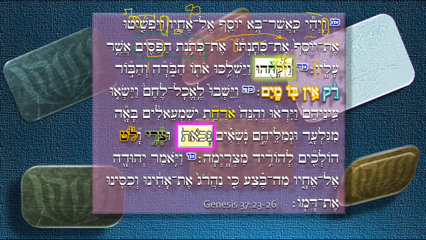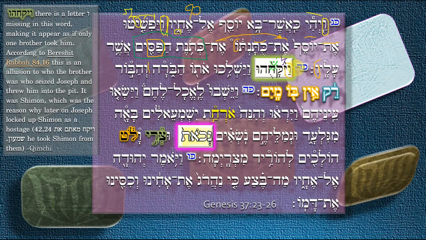So, yikachuhu means they will take him. Right? And then the Vav makes the time backwards, so they took him, right? But what's interesting here, we actually have a comment by Kimchi, one of the great rabbis. He says there's actually a letter Vav missing in this word, making it appear as if only one brother took him, right? And so according to the Midrash, Bereshit Rabbah, the story is that it was actually Shimon who was the one who took him, right? And that's why we're missing the full Vav. The full spelling would have a Vav here, right?